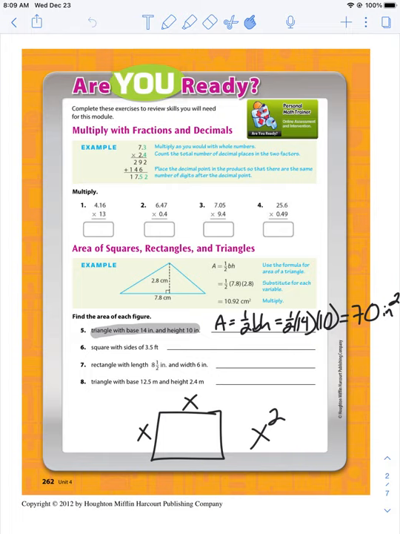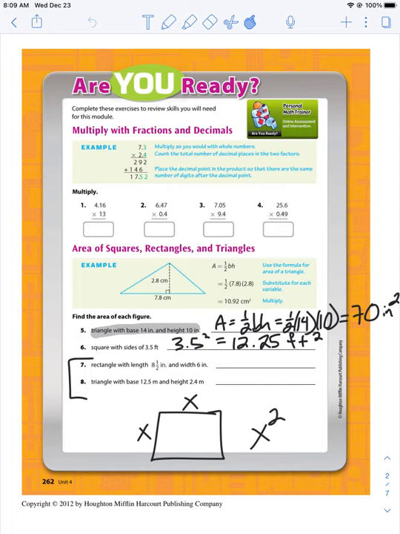All right, and a square with sides of 3.5 feet. Well, for a square, the base is the same as the height, so that's just going to be 3.5 squared, which is 12.25 feet squared. All right, solve 7 and 8 on your own.